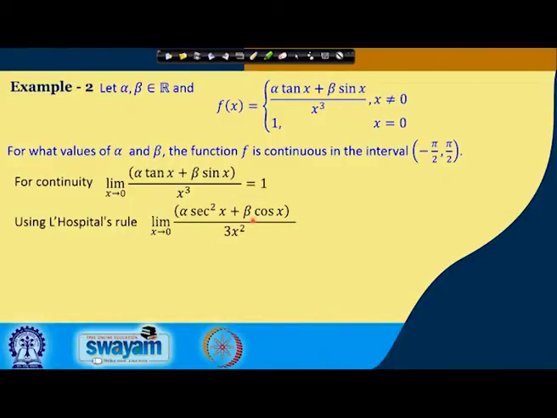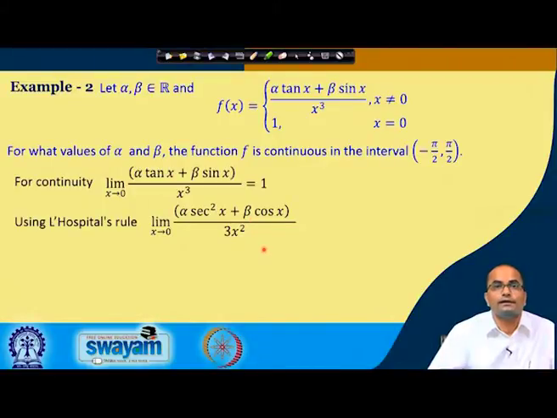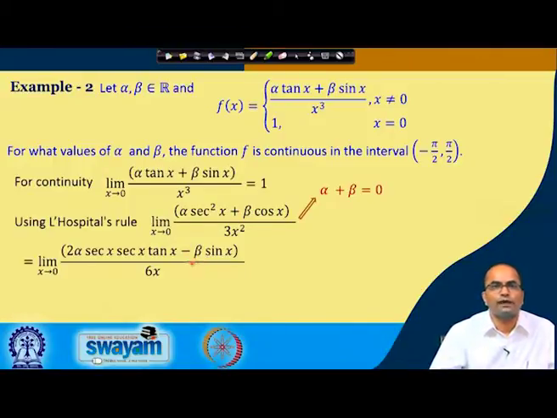So, to move further, for this alpha sin square x plus beta cos x divided by 3x square to have this limit as 1, we can set that alpha plus beta is equal to 0, because when x goes to 0, we can move further and apply the L'Hopital rule again. So, we already got one condition, alpha plus beta equal to 0, and now we apply the rule again.